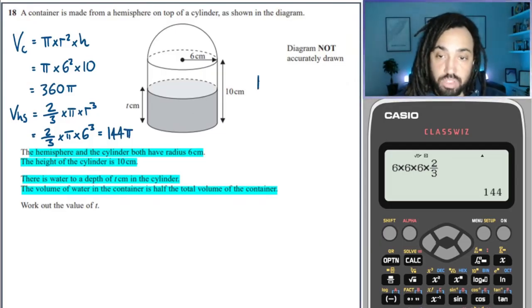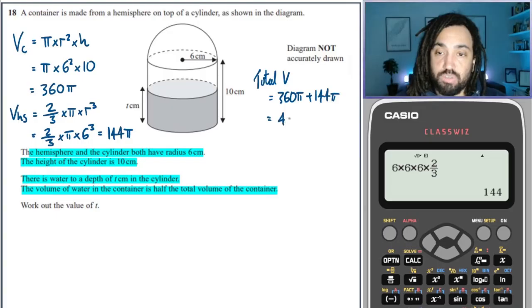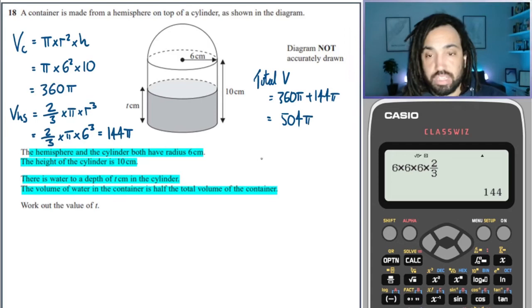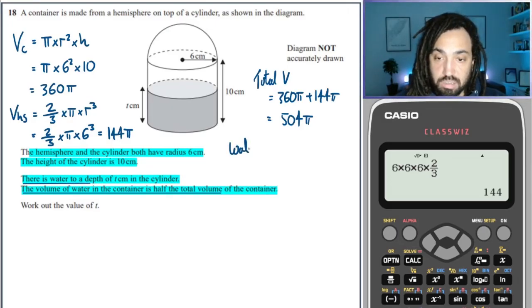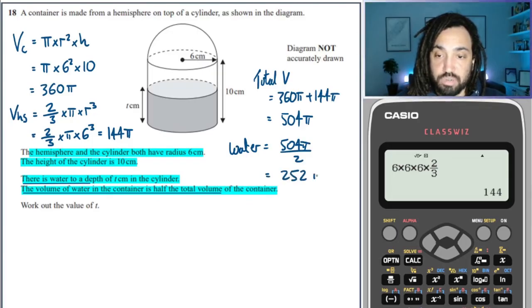Okay, so the total volume, of course, is those two added together, which will be 360 pi plus 144 pi, which will be 504 pi. Okay, perfect. Now it says that the water is half of the total volume. So the volume of the water is going to be half of this, divided by 2, which is going to be 252 pi.